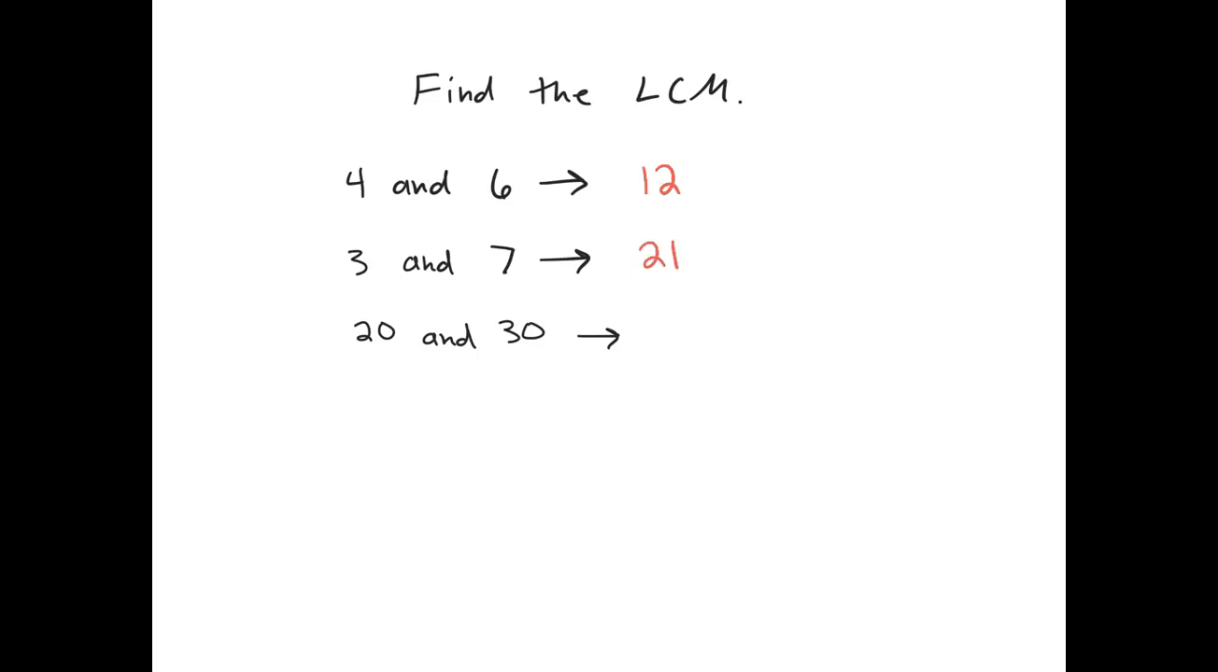And the smallest number that 20 and 30 will go into, that one I might need to write down some multiples, but I'm pretty confident that those will both go into 60, and that's the smallest number they'll go into. As the numbers get bigger, sometimes we need to use the prime factorization trees to figure out the LCM. So let's take a look at that.